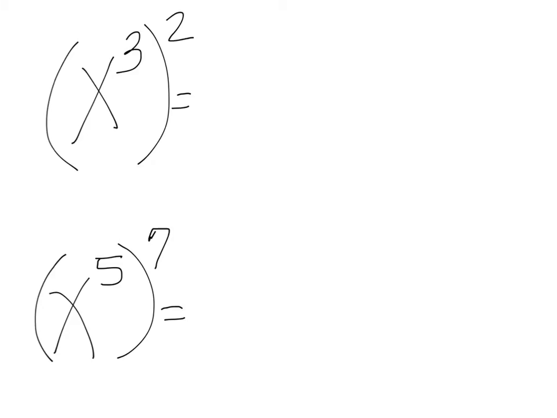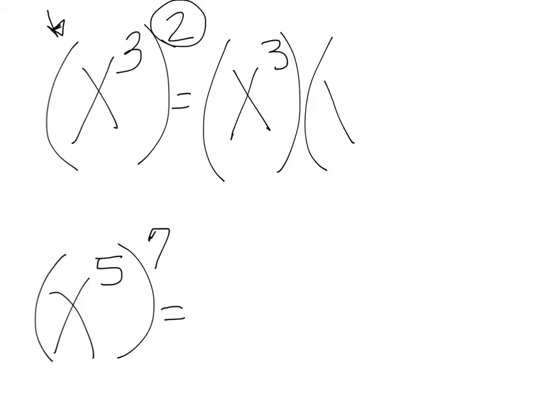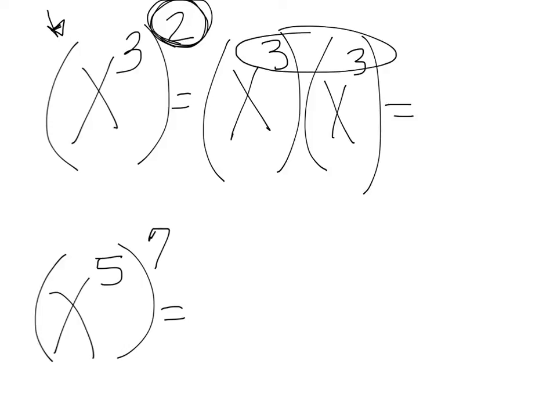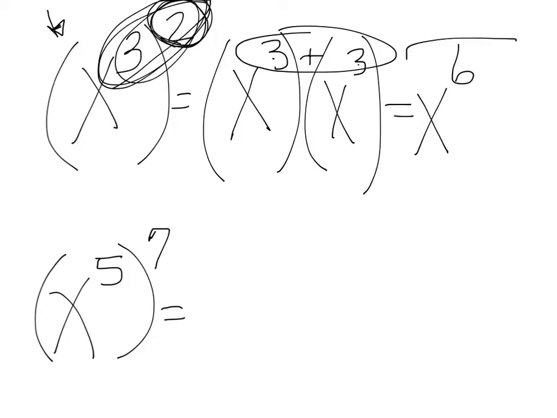X cubed squared. Okay, that's what this problem says right here. Now we know squaring means that you're supposed to take what's inside the parentheses and multiply it times itself, right? And so this is x cubed times x cubed. Squaring means to multiply by itself twice. And now, if we applied the product rule, we're supposed to add those exponents together, aren't we? So 3 plus 3 is 6. Well, what's 3 times 2? It's 6. So x to the 6th is the answer here.